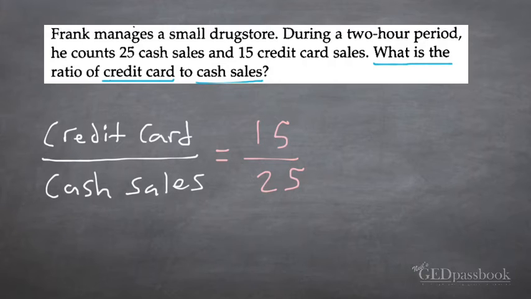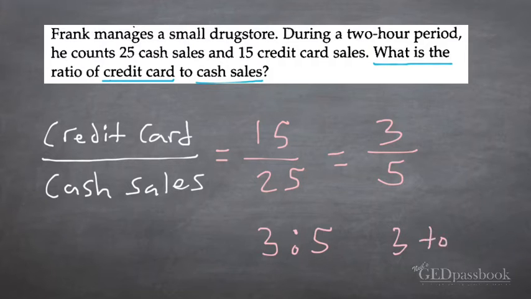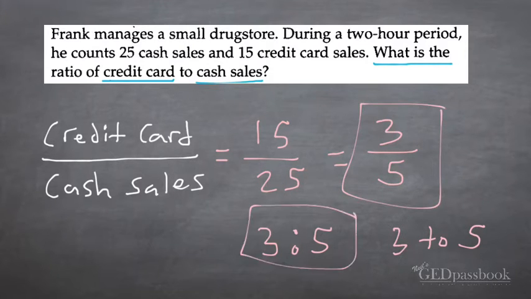So 15 over 25, what does that reduce to? 3 over 5. So guess what the ratio is? 3 to 5. Any of these ways you present it is correct. You decide which way you want to do it. But it has to definitely be like that, in that order, not 5 to 3. It has to be like this, in simplified terms.